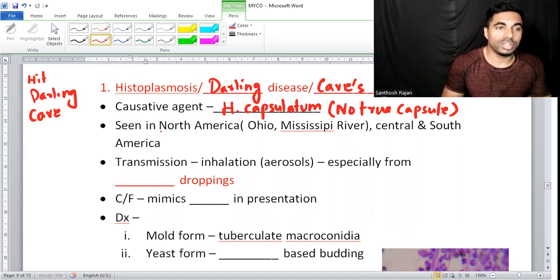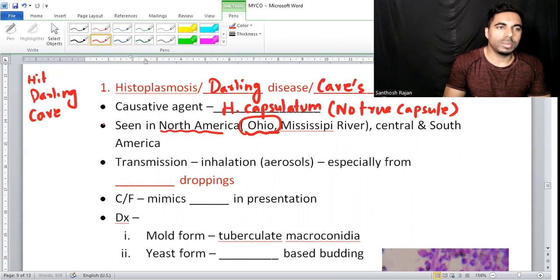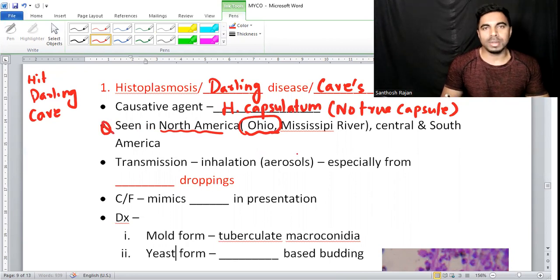Histoplasmosis is usually seen in North America. That's why it's also called Ohio fever, or Ohio Valley fever. This is important, you have to know. Ohio, North America is important, because sometimes they ask in which area this disease is present. So mainly Ohio, that's why you also call it Ohio Valley fever.